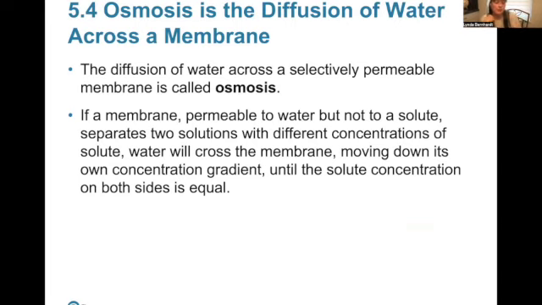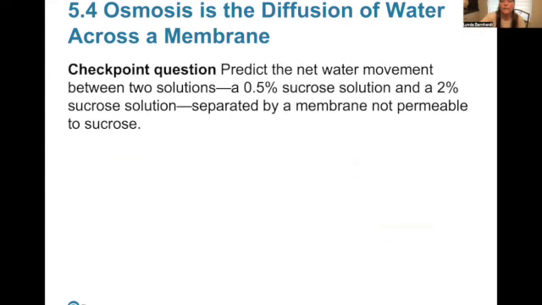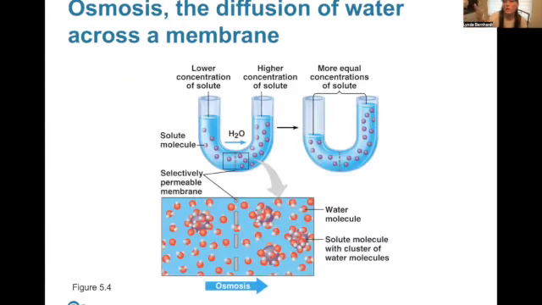Now, diffusion is just the whole gas part. Osmosis is diffusion of water across the selectively permeable membrane. So water is what's moving, not the gas, just water. So that's what osmosis is. And so that's what brings us to all of this.